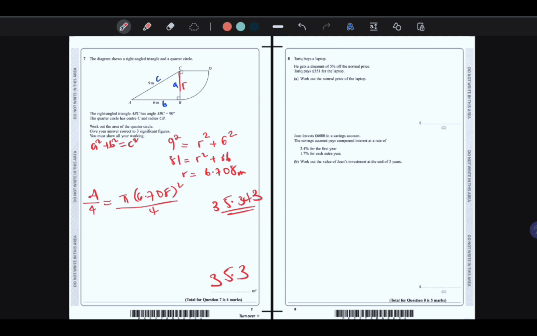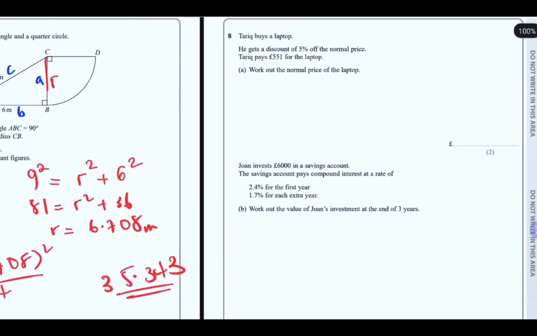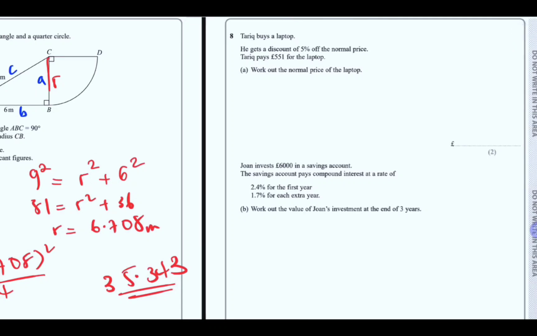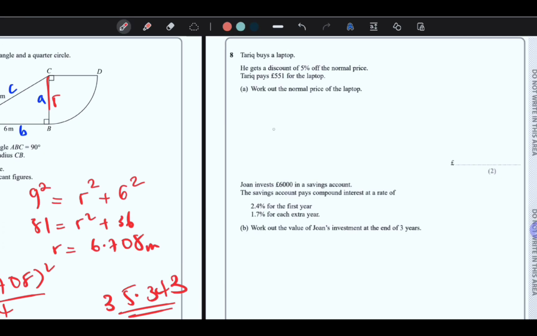Tariq buys a laptop. He gets a discount of 5% off the normal price. Tariq pays £551 for the laptop. Work out the normal price of the laptop. So, first of all, we know that the final price, I'm just going to call that A final, is equal to A initial times the multiplier. So if we want to find the initial price, you have to do the final divided by the multiplier.